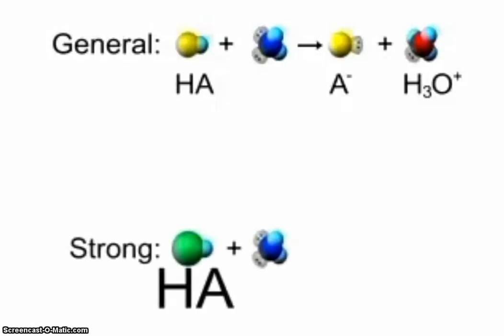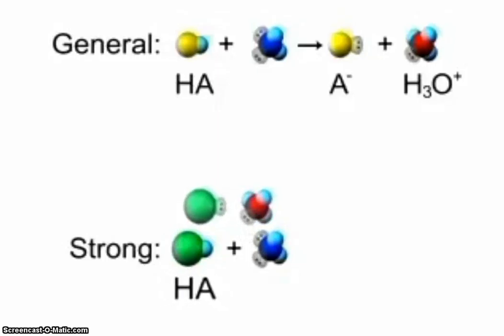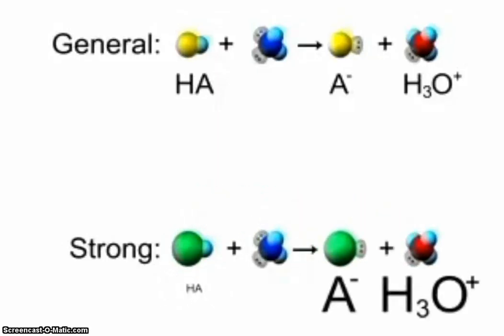The key difference between strong and weak acid dissociation is the final concentration of hydronium ion in solution. Since proton transfer from a strong acid to water is nearly complete, the hydronium ion concentration is essentially the same as the original acid concentration.